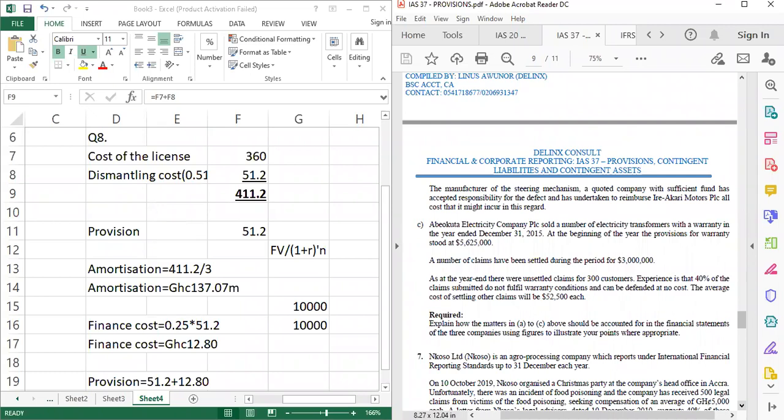Required. Explain how the matters in A to C above should be accounted for in the financial statements of the 3 companies using figures to illustrate your points where appropriate.